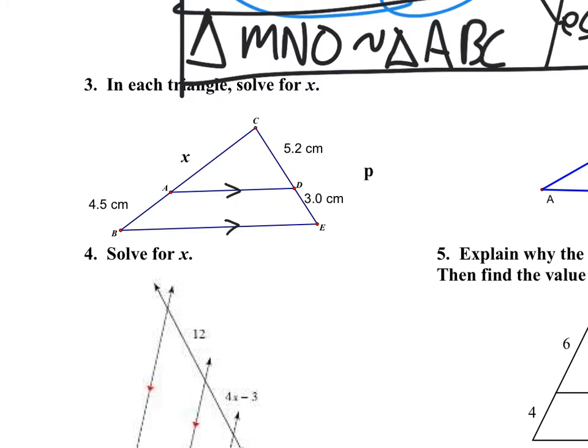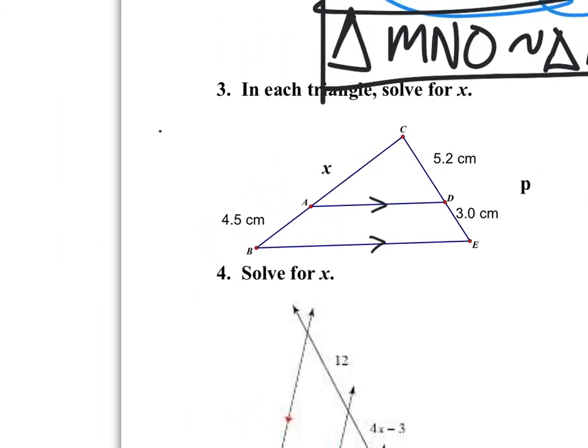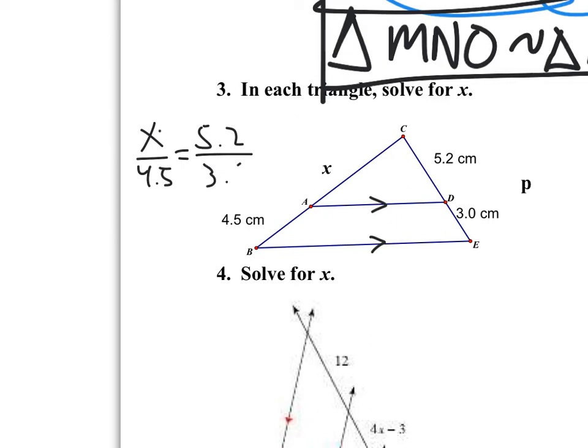And so these are parallel, that we can write the proportion. It makes a proportion. We've got x over 4.5. That's these two sides here. That's equal to the ratio of these two sides here. So that's 5.2 over 3.0.